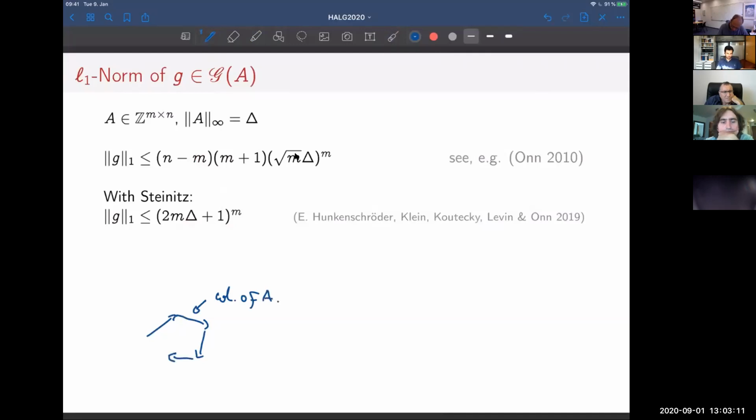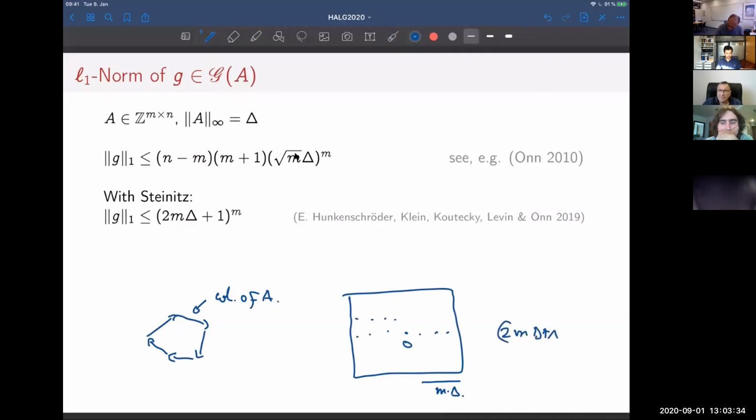Okay, and we can arrange it such that no partial sum gets out of the box of side lengths M times delta. So how many integer points do we have in this box? Well, (2M delta plus 1) to the power of M.